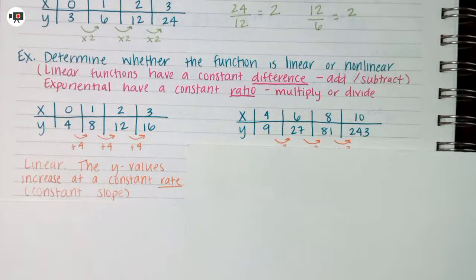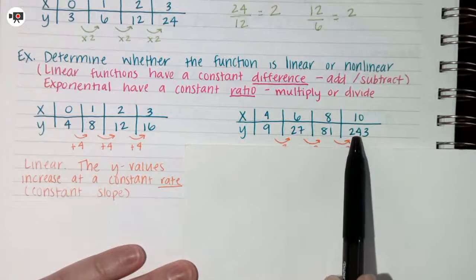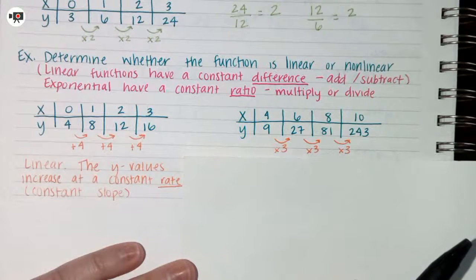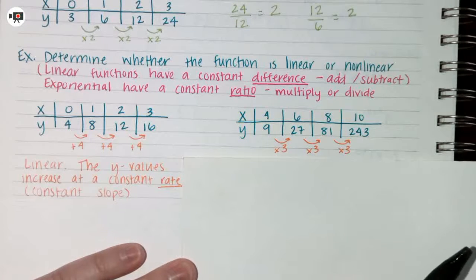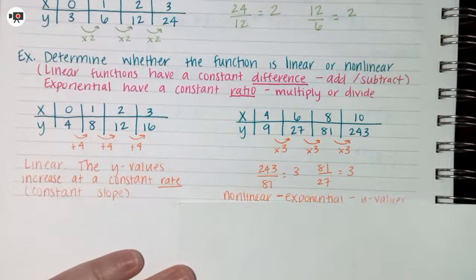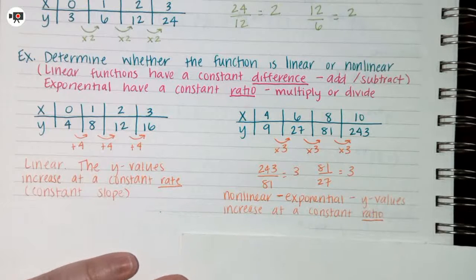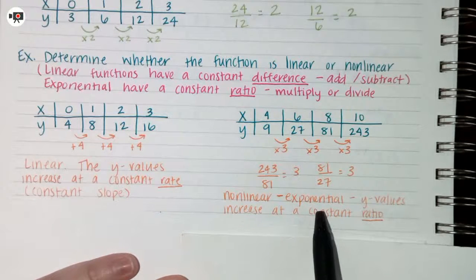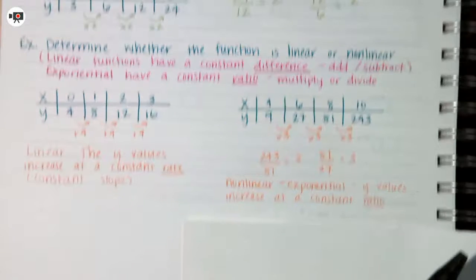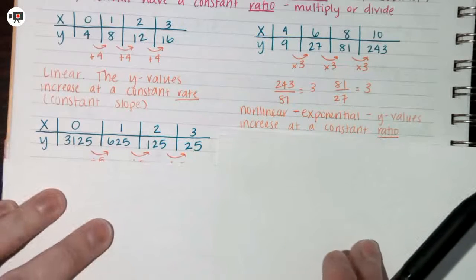Now for these ones, to get to each next y value, I look and see that I will have to multiply by 3 each time. So this one, if I test it, would be nonlinear. It's actually exponential because the y values increase at a constant ratio. And here's one more.